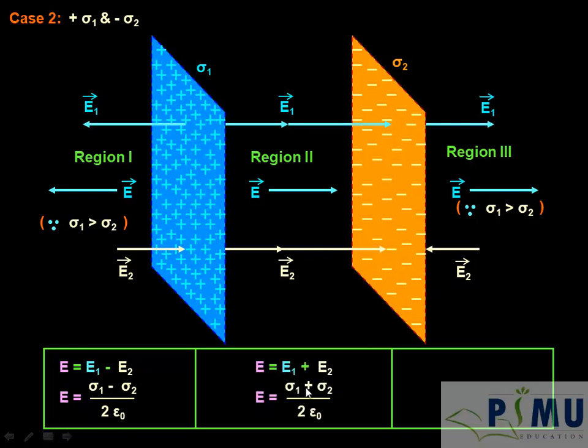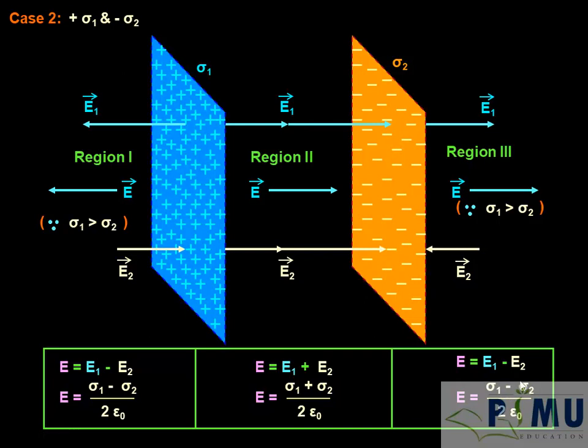Here they are in the same direction, so you can add them. Sigma 1 plus sigma 2 by 2 epsilon naught. The third case also is similar to the first case because E1 and E2 are in opposite directions. So it will be sigma 1 minus sigma 2 by 2 epsilon naught.